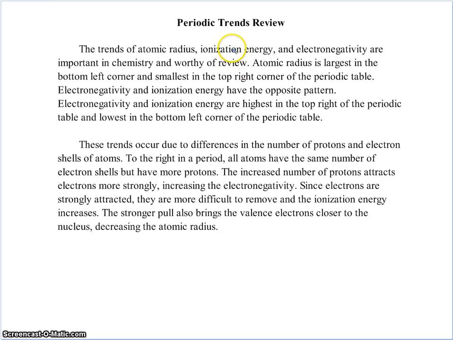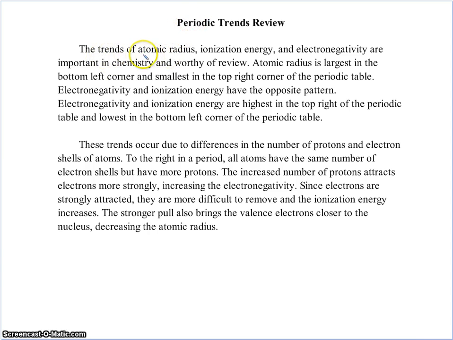Okay, so let's review periodic trends. We're also going to talk about phases, which we talked a little bit about in Unit 1. Both of these are going to be really important as part of Unit 3. So here we go. Periodic trends review.